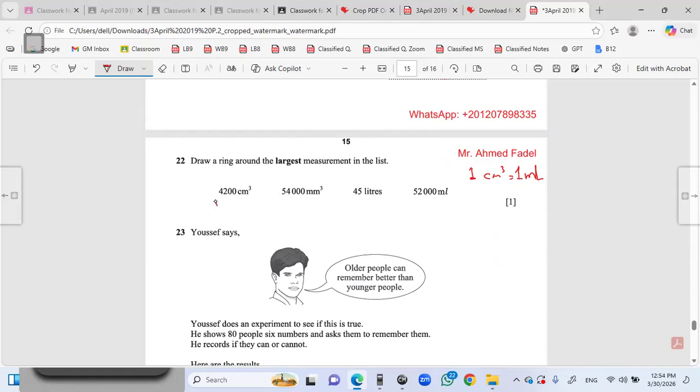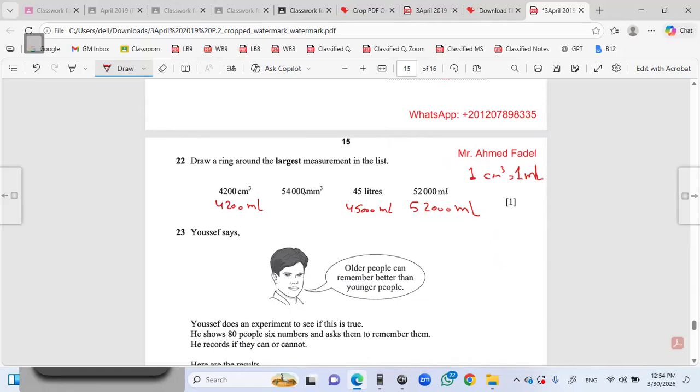This one is going to be 4,200 milliliter, because we know that 1 centimeter cubed is the same as 1 milliliter. So this is 4,200 milliliters. And this is already written for me, 52,000 milliliter. That 45 liters, how many milliliters? It is 45,000 milliliters. We multiply by 1,000.